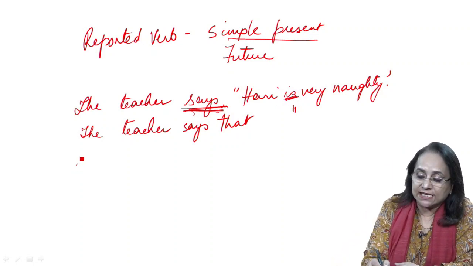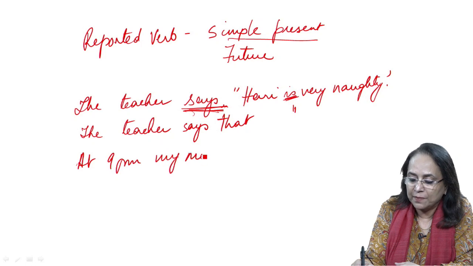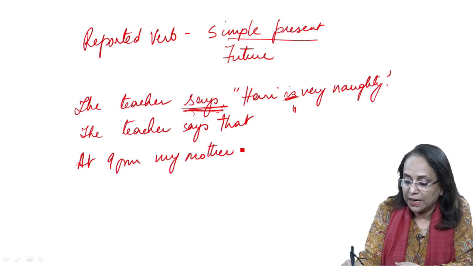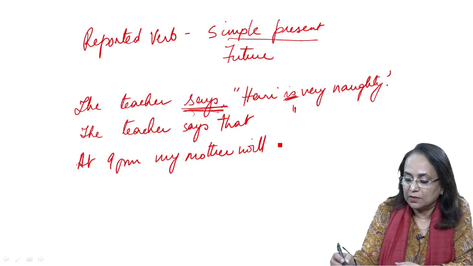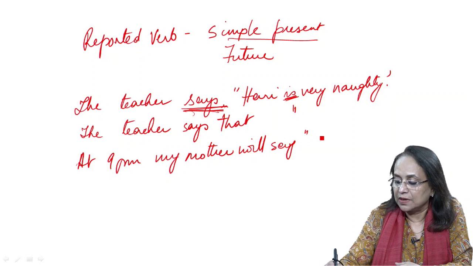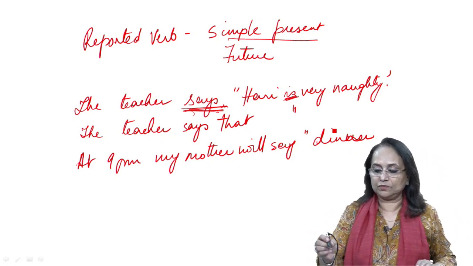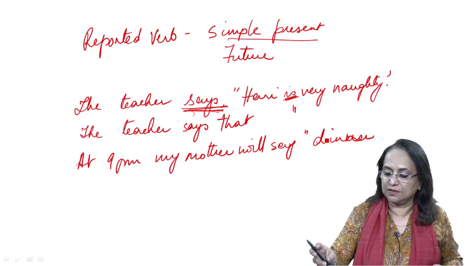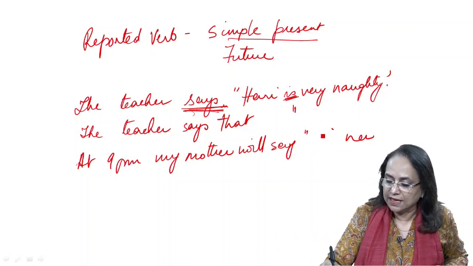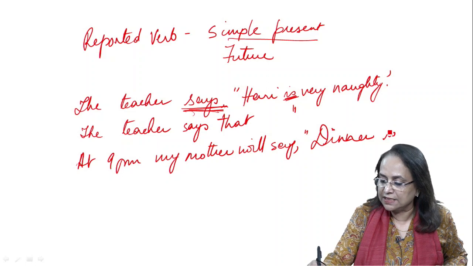Now look at another sentence in the simple future. At 9 p.m. my mother will say, "Dinner is ready." Sorry, just a minute. Capital D. Say, "Dinner is ready."